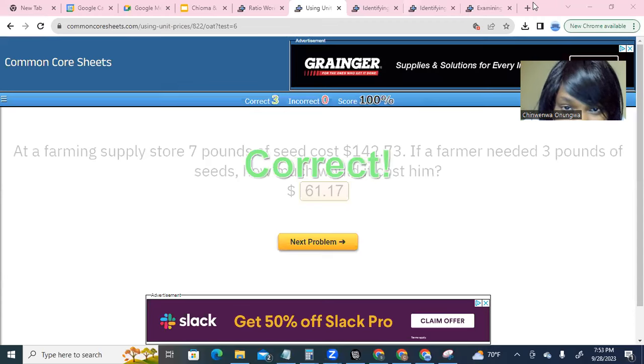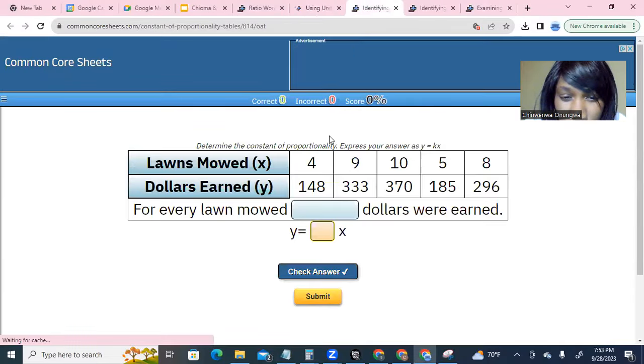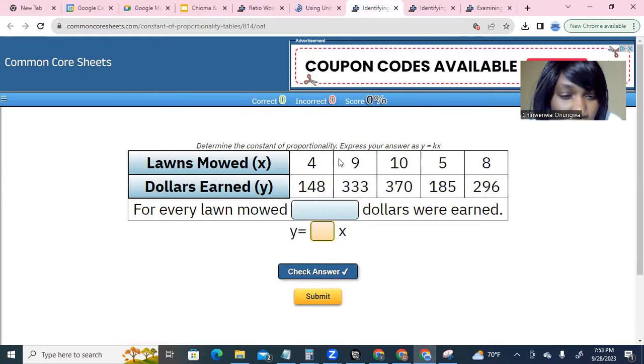Okay, so that's that for unit rates. Next we'll go on to identifying proportional relationships in tables. Here it says, for every lawn mowed, how many dollars was earned? For this, you want to divide and make sure you keep getting the same thing, right?